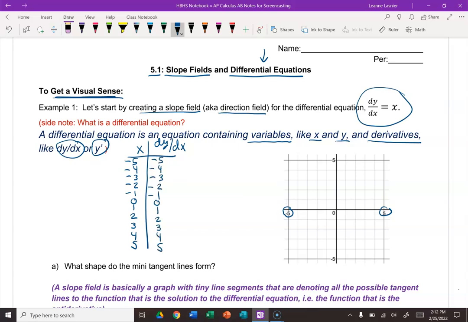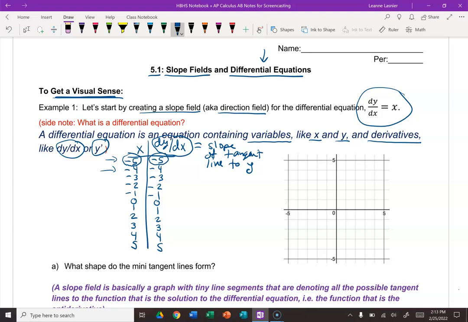Now, what we are going to draw here are little mini tangent lines, because what a derivative is, what a dy dx is, it's the slope of the tangent line to y, right? The dy dx is the slope of the line tangent to y at these given x's here. So for example, when x is -5, the slope of the line tangent to y is equal to -5, and so on and so forth.